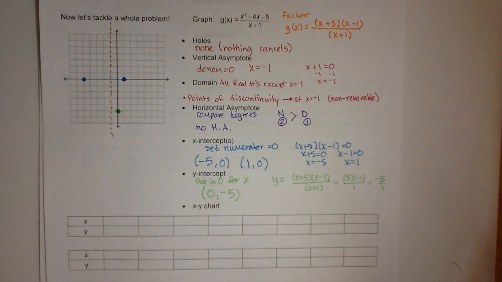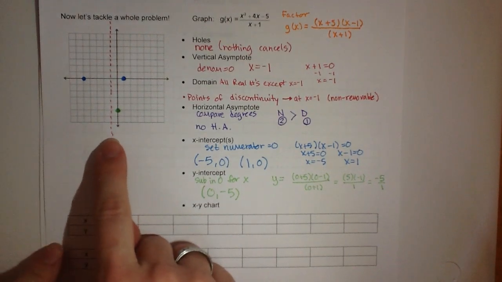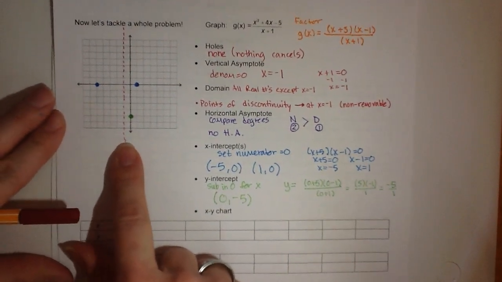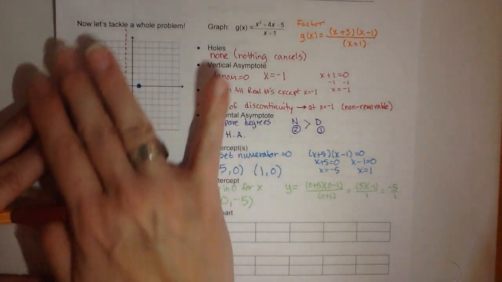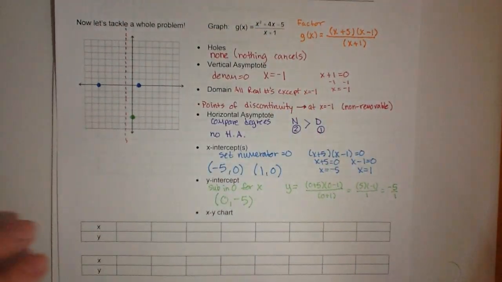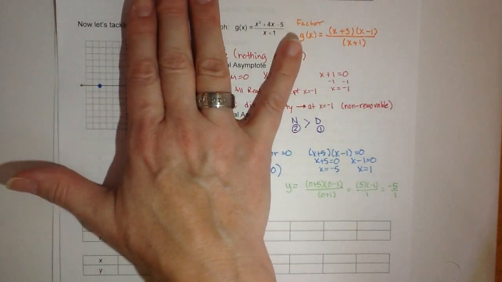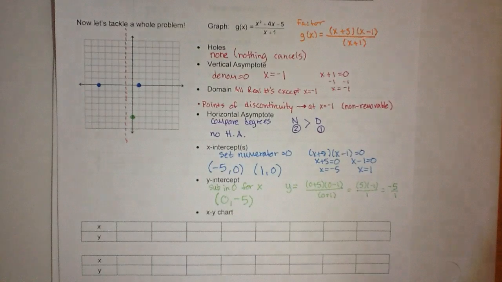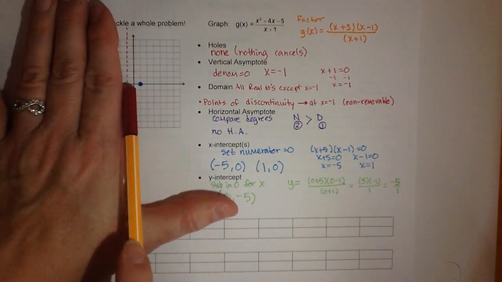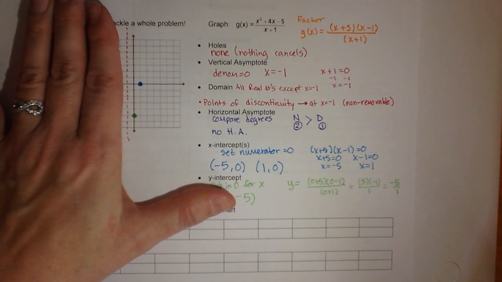And then we're going to pick some x values to make an xy chart. So I want to talk to you a little bit about this vertical asymptote and what it's doing. I have one vertical asymptote here that's basically splitting this whole coordinate plane into two parts. So I'm going to have one branch of my function on the left side of that asymptote, and then I'm going to have another branch of my function on the right side of that asymptote.